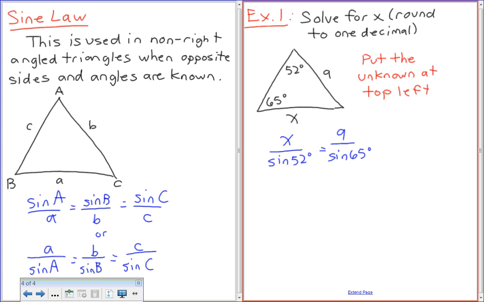Okay, so basically my rules for math are: if it's a right angle, use SOHCAHTOA. Then try to use sine law because it's easier, and then go to cosine law if you have to. That's sort of how it works here. All right, so that's x divided by sine 52. How do you isolate x? Okay, we're going to multiply by sine 52. So we're going to say x equals 9 times sine 52 divided by sine 65.